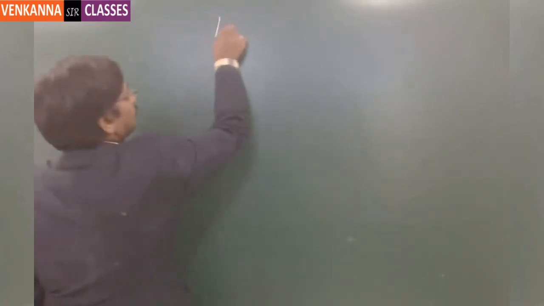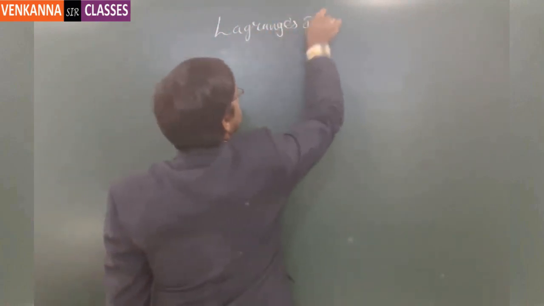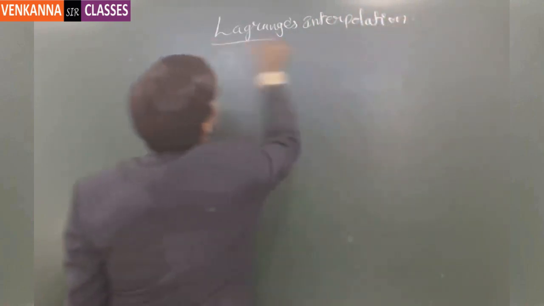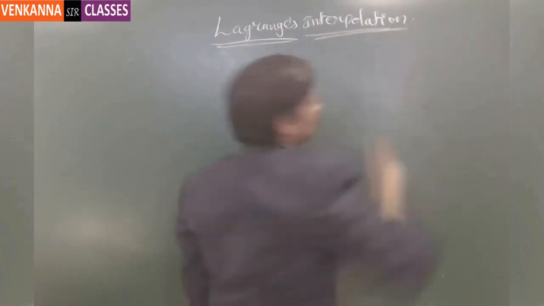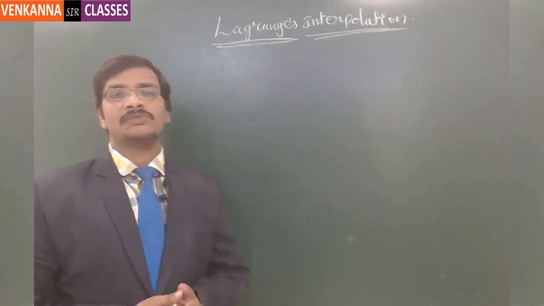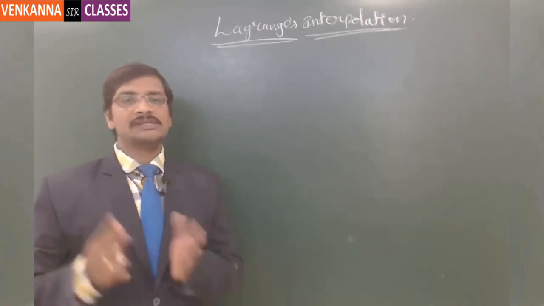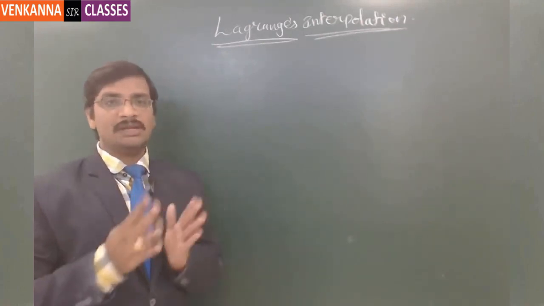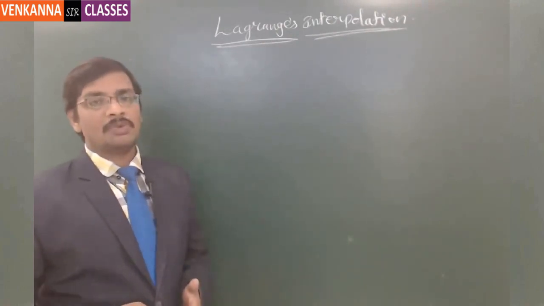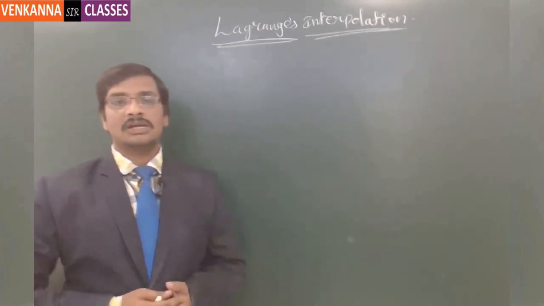So Lagrange's interpolation. In this Lagrange's interpolation, we learned about Newton's forward and backward interpolation, but there the condition is that the interval has to be unique. That means the same interval has to be maintained across the entire data points. But if we get data points which are not at equal intervals, then we go for this Lagrange's interpolation formula.